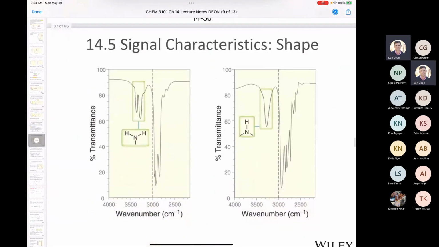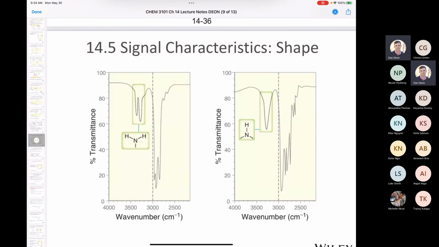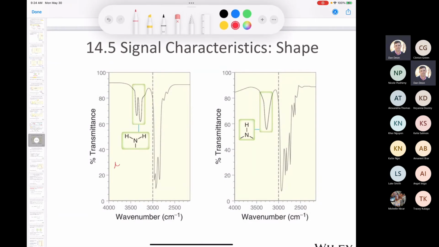So let's take a look at what an infrared spectrum would look like for a primary or a secondary amine. So this is a primary amine. We see two signals here, and if you get out the ruler, we have one that's at about 3300, and another one that's at about 3400. And for a secondary amine, we have one that's at about 3300, a little bit above 3300. Anyhow, we're going to go over the table later on. So this is our secondary amine.